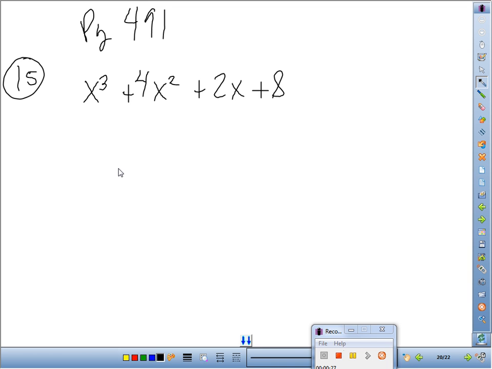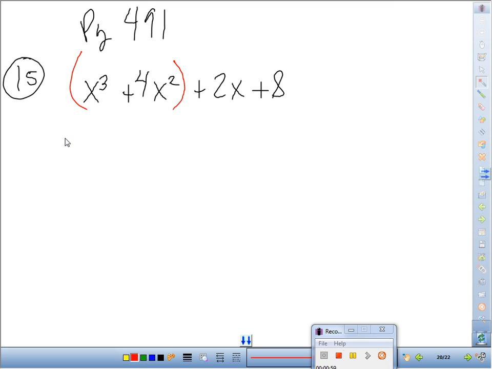So the reason I'm reviewing these is because I saw some of you making simple mistakes and some of you are getting confused with grouping. How can we tell that we need to start grouping? When we have at least 4 terms. We have 1, 2, 3, 4 terms. And if we don't have a variable on each term, and we don't have a number that divides into each term, therefore we need to start grouping. So I'm going to group the first 2.